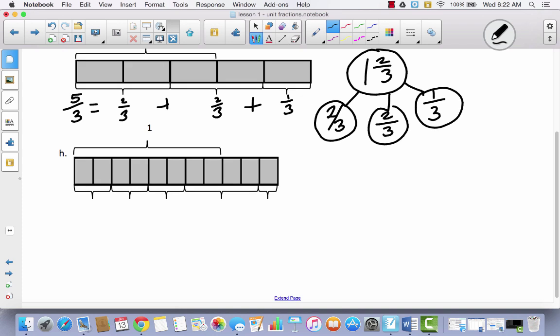So again, try to do this by yourself. The worst thing that happens is you get it wrong. Big deal. Erase it and you can do it with me. But try to do it by yourself.